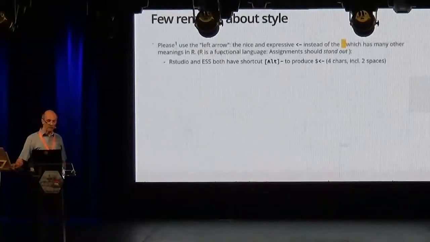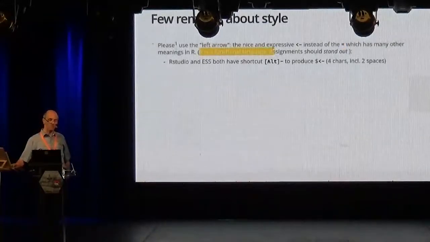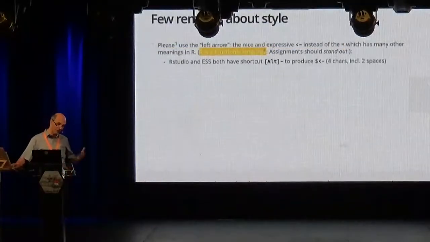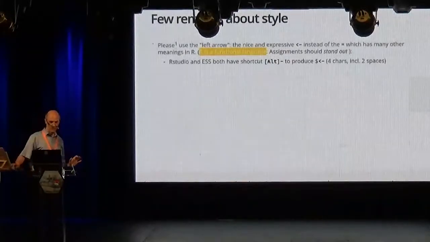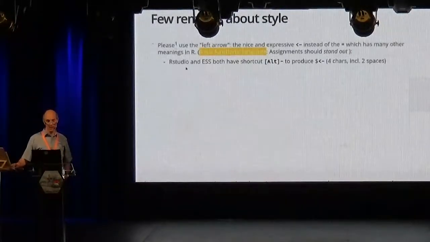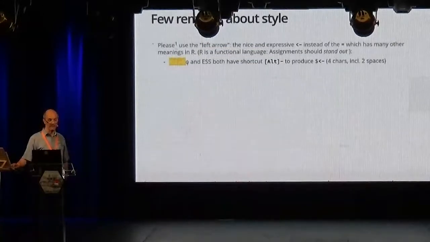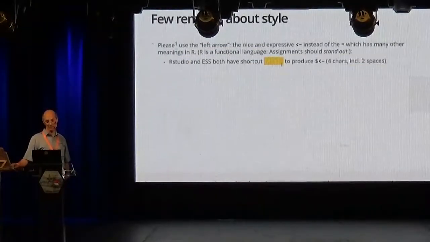For those who know a little more about computer programming, R came from a functional language, and in such a language assignments should stand out. They don't quite fit the functional paradigm. Both RStudio and ESS have Alt-minus to produce the assignment arrow.